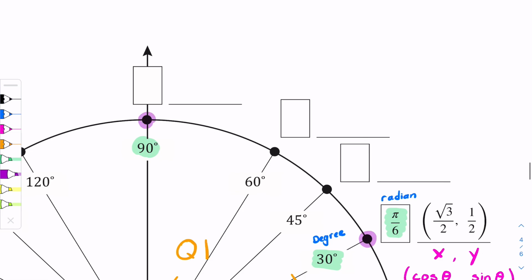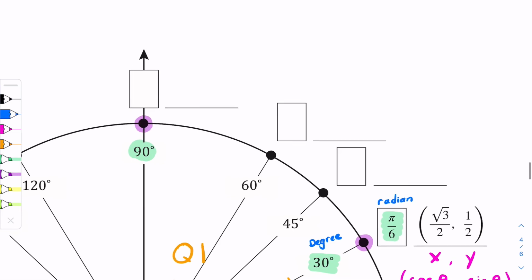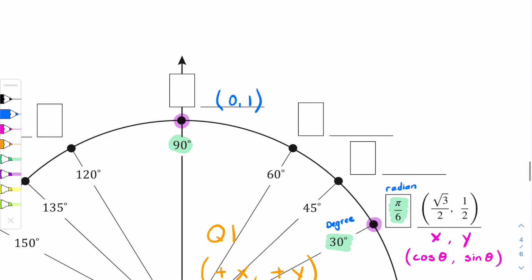So think back to the last lesson. What is this point? Just to give you a heads up on this one, this point is at 0, 1. And 90, if we convert that to radians, is pi over 2. If I was to ask you the cosine value of 90, cosine is your x value, it's 0. If I was to ask you the sine value of 90, your sine value is 1.